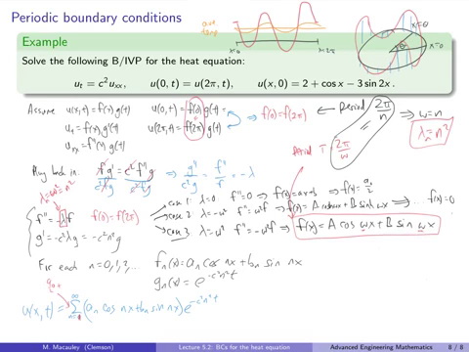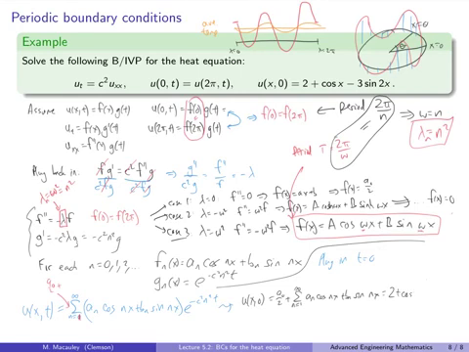Now let's find the particular solution that satisfies the initial condition. So this is going to be just like what we did before. We are going to plug in t equals 0. So if we do that, we get that u of x, 0 is a naught over 2 plus the sum from n equals 1 to infinity of a_n cosine of nx plus b_n sine of nx. We have to set that equal to the initial condition, which is 2 plus cosine of x minus 3 sine of 2x.